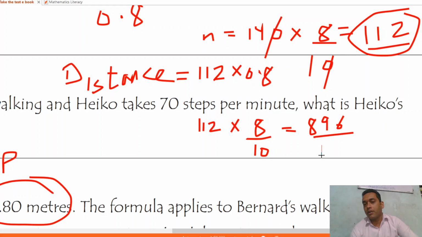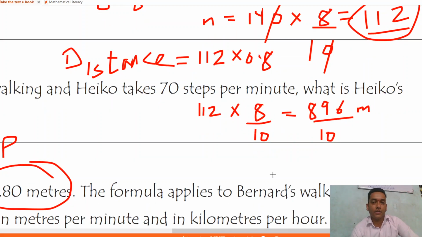896 upon 10 meters. Okay, so 8 2s are 16, 8 1s are 8, 1 carried, that is 9, and then 8 1s are 8, 896 upon 10 meters. So this is the distance he covers in 1 minute.